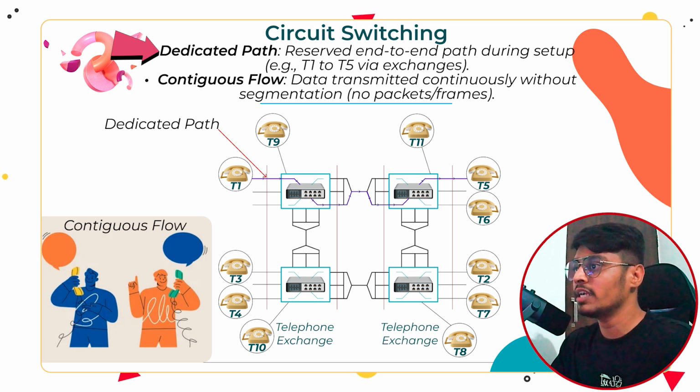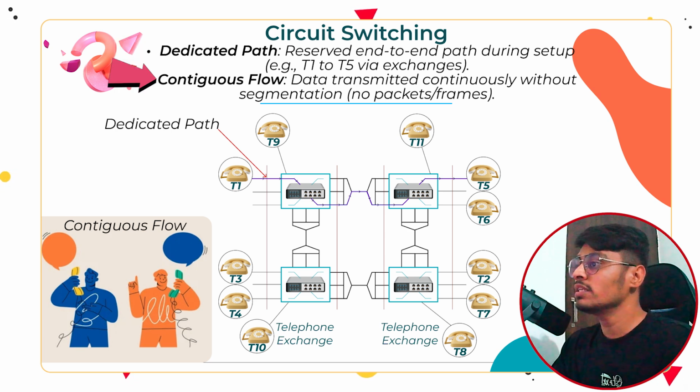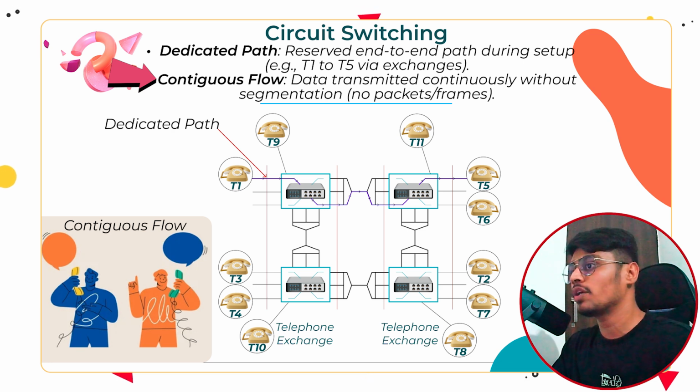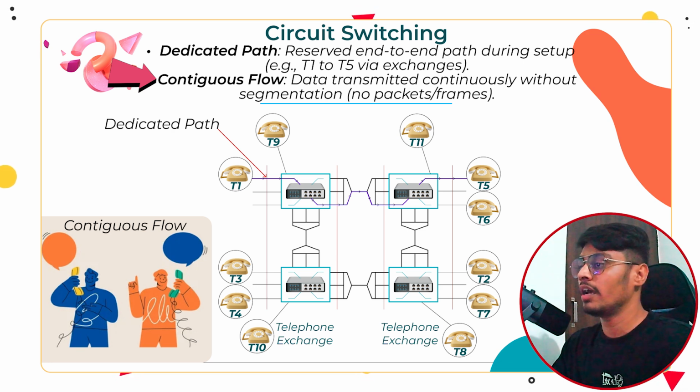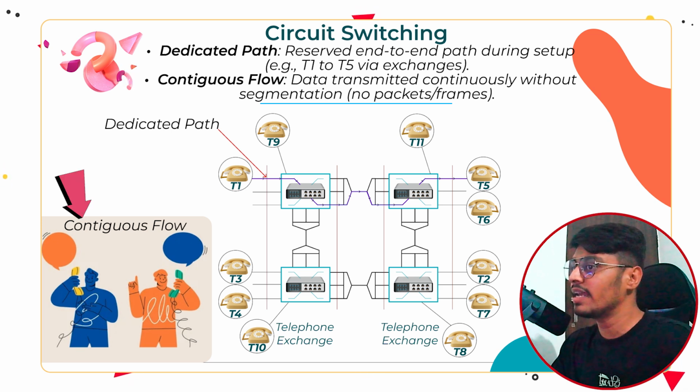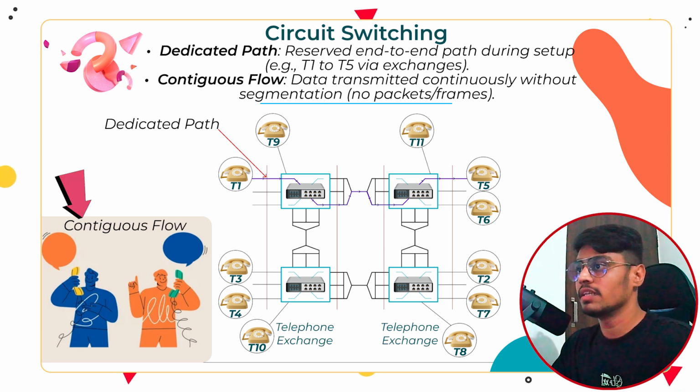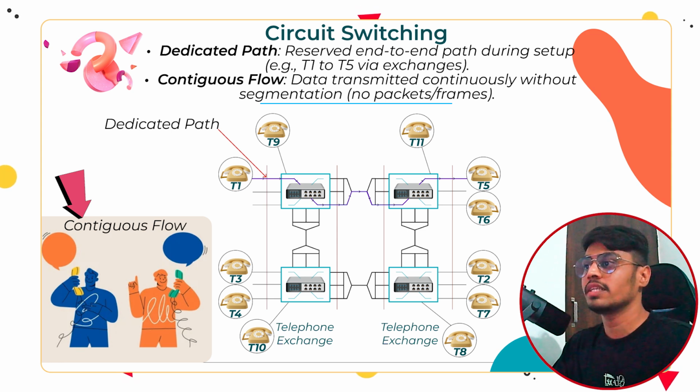The second important point is contiguous flow. Once the connection is established, you start talking and there is contiguous data flow, unlike layered communication where data is divided into segments, packets, and frames. Here you talk directly and all data flows contiguously. This is an important point: contiguous data flow.